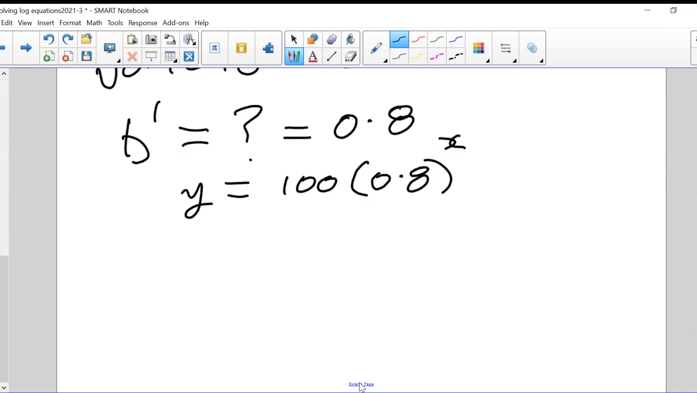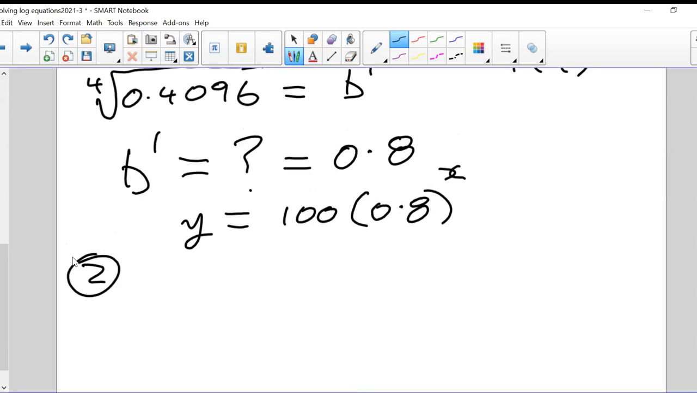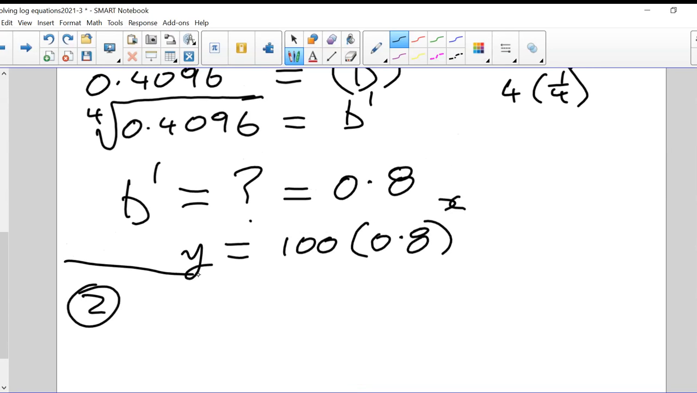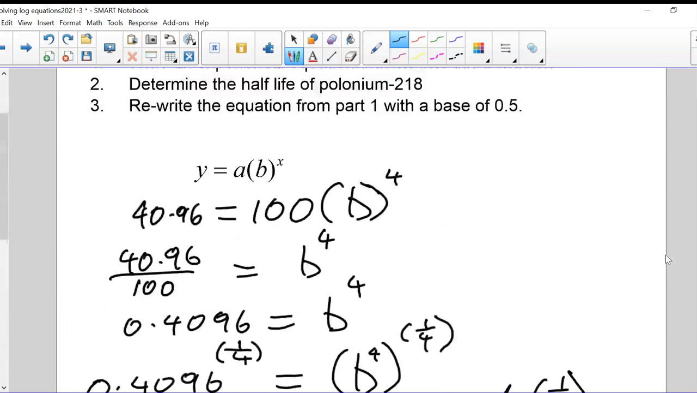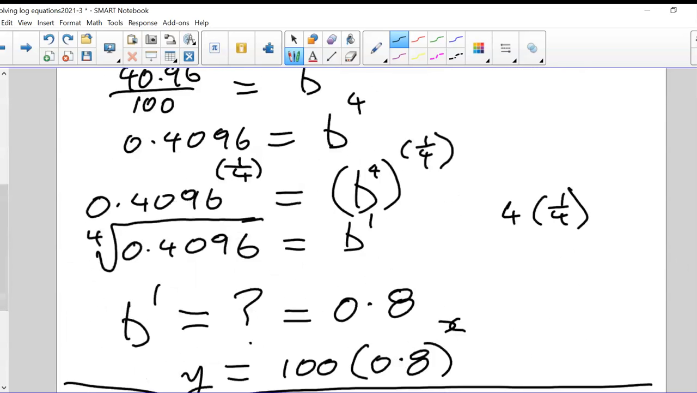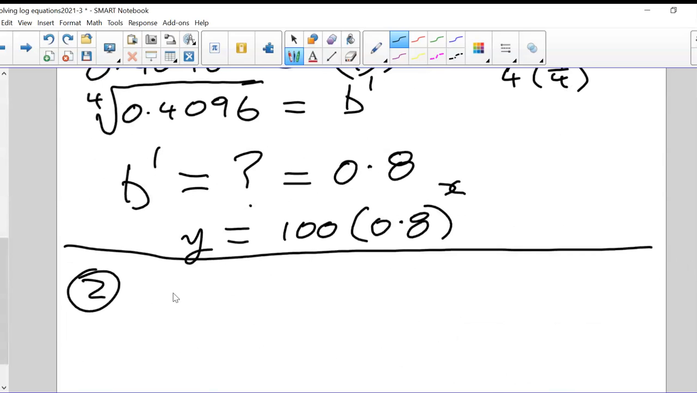Okay, good. Now we're going to say this is part 2 of the question. By the way, we've done part 1, and this answer here is our answer for part 1. Part 2 is asking, what's the half-life of polonium? How long does it take to get to half of where it started off from? And what Jeremy says is right. We're going to put 50 as our final value. 100 is still our initial value. And now we know that the base is 0.8, but we don't know how many minutes that takes. This is in terms of minutes. So now we're going to try to solve for that.